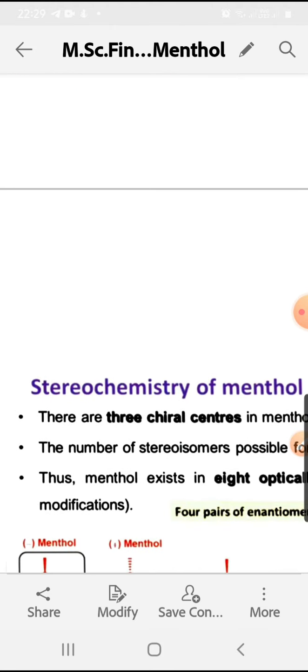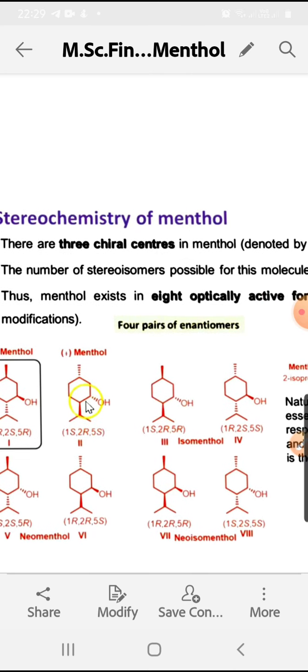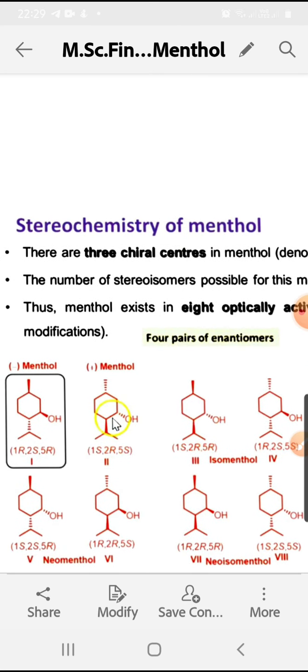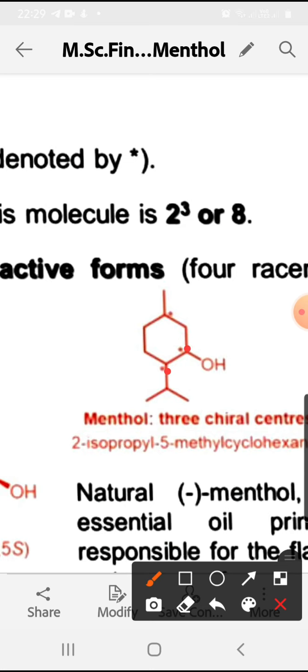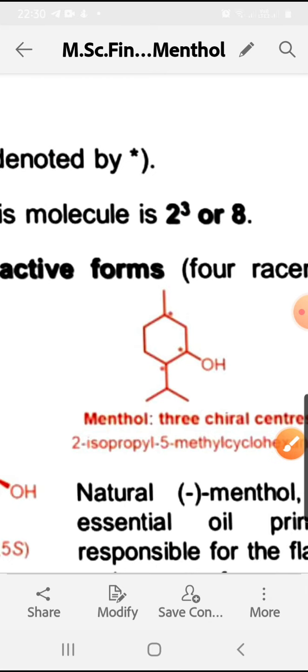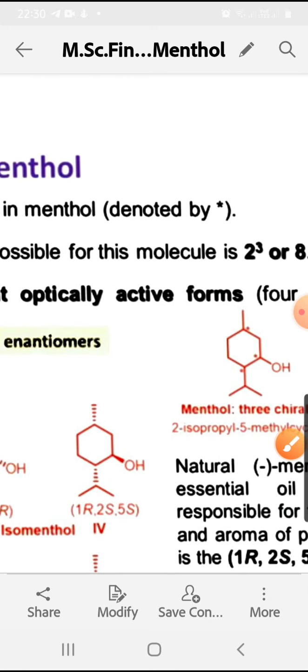Now let us discuss the stereochemistry of menthol. In the structure of menthol, there are three chiral centers: 1, 2, 3. Because of these three chiral centers, the possible number of stereoisomers for this molecule is 2 raised to the power 3, or 8 stereoisomers. Therefore, menthol exists in 8 optically active forms. And these 8 stereoisomers are shown here.